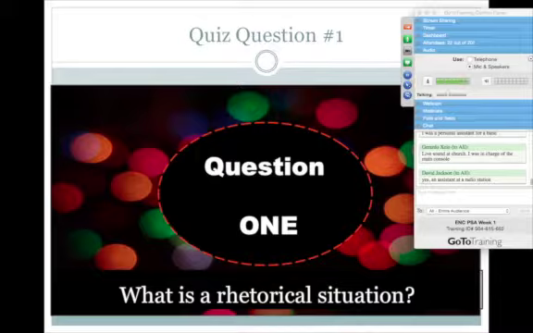Let me take a sip from my drink. If you need to jot the question down or take a quick screenshot, that would be a good idea.